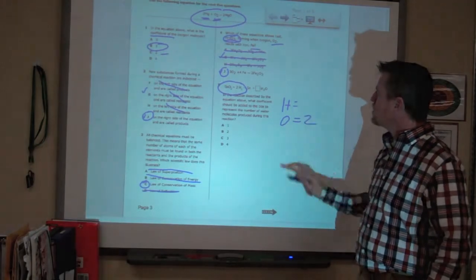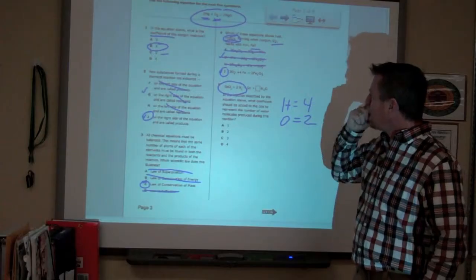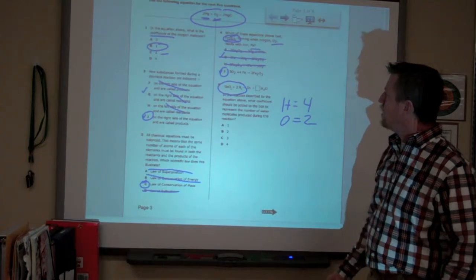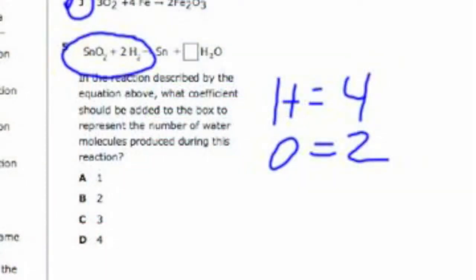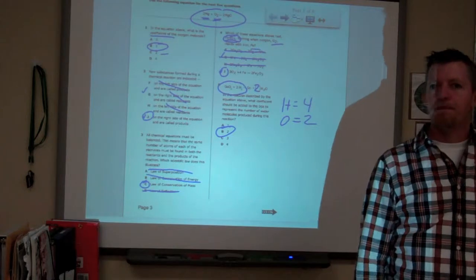How many hydrogens do we see? 4. So how can I make, on the right side, by putting a coefficient, that hydrogen become a 4? 2. Okay, would that also make the oxygen a 2? Yes. So that's my answer. Any issues with that? No. Okay.